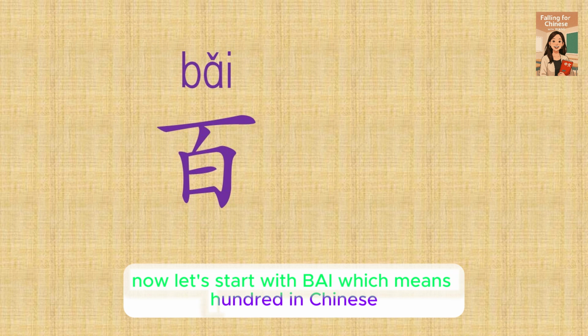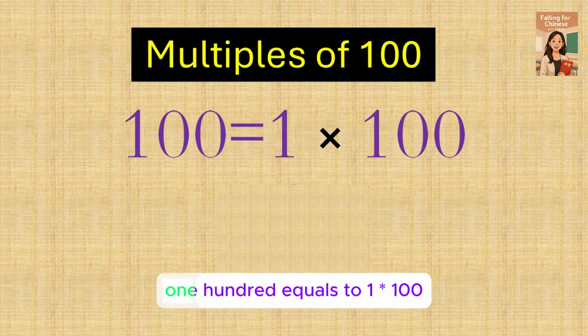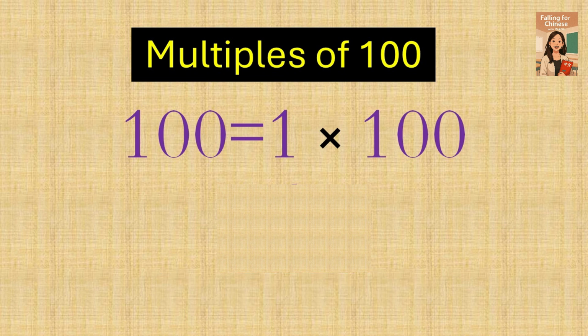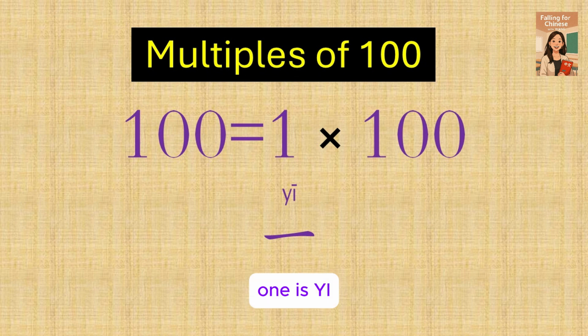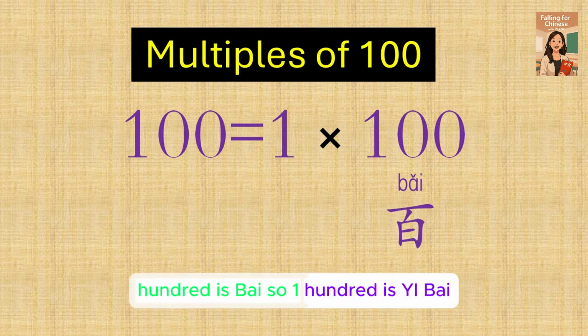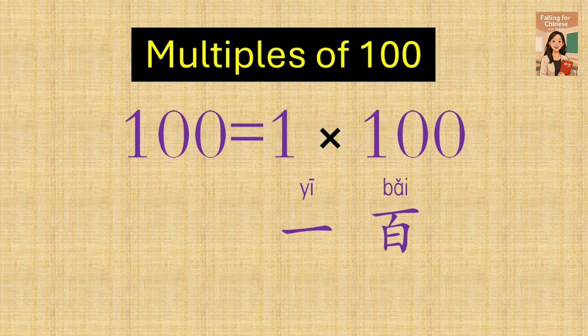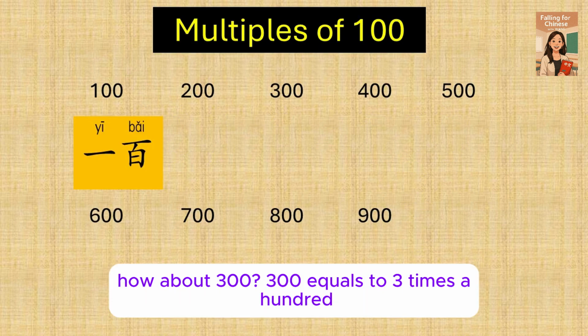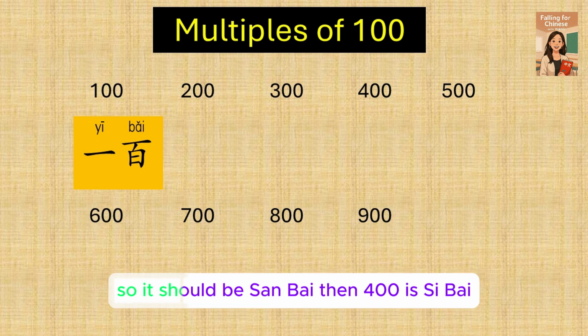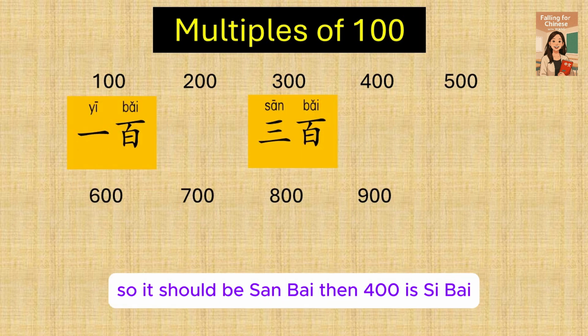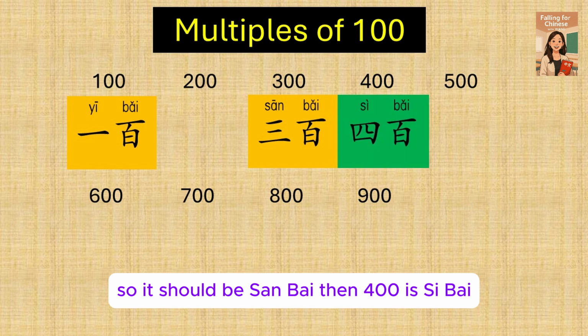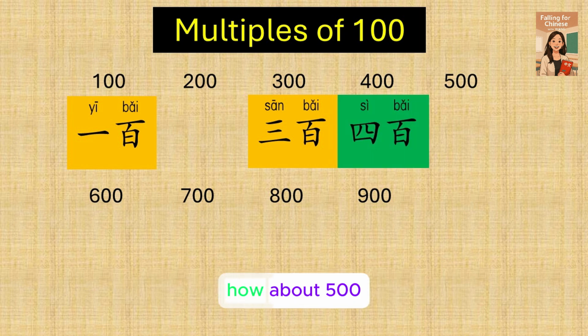Now let's start with 百, which means 100. In Chinese, 100 equals 1 times 100. 1 is 一, 100 is 百, so 100 is 一百. How about 300? 300 equals 3 times 100, so it should be 三百. Then 400 is 四百. How about 500?